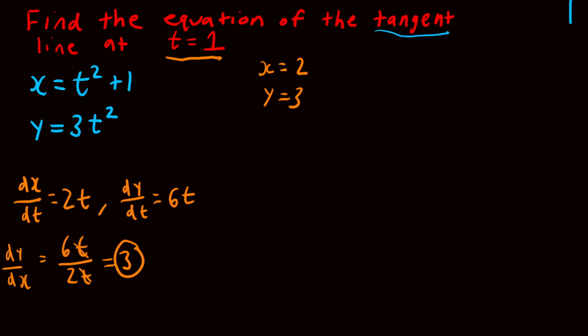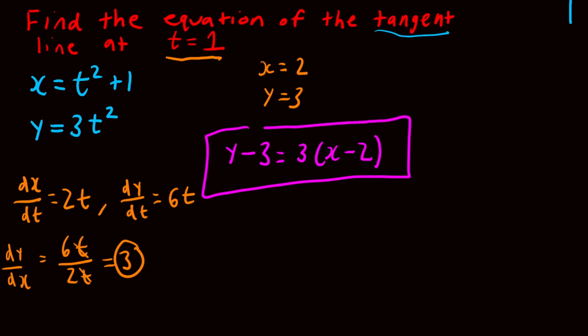So now we can write our equation. For me, I always found it easier to just do point slope form. So you can write it however you'd like, but I just do it like this: y minus 3 equals 3 times (x minus 2), and boom. That is our answer, the equation of the tangent line at t equals 1. All right? Pretty simple, right?